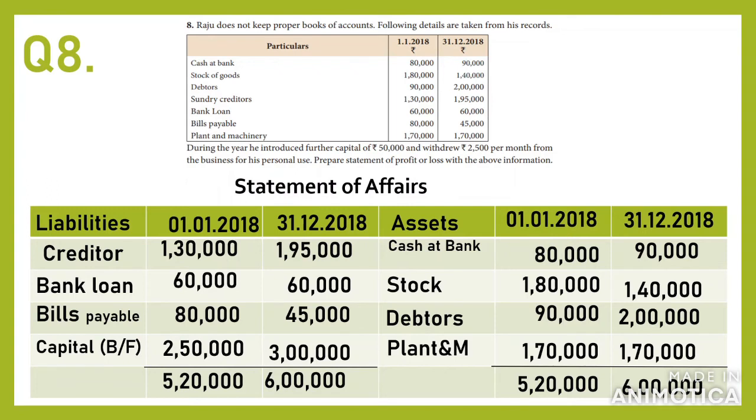So now that we have the capital opening and closing, we can easily find out the profit or loss. Okay, so if at all you had a doubt as to why we prepared this statement of affairs, it is to determine the capital, the opening capital and the closing capital. That was the reason why we went ahead and prepared this statement of affairs. So now we will proceed to determine the profit or loss.